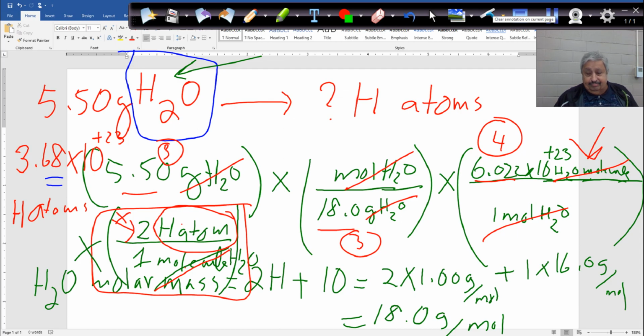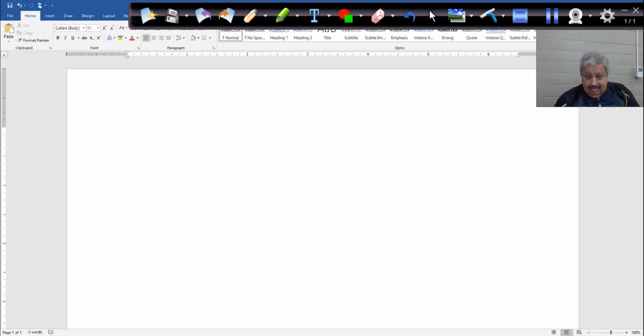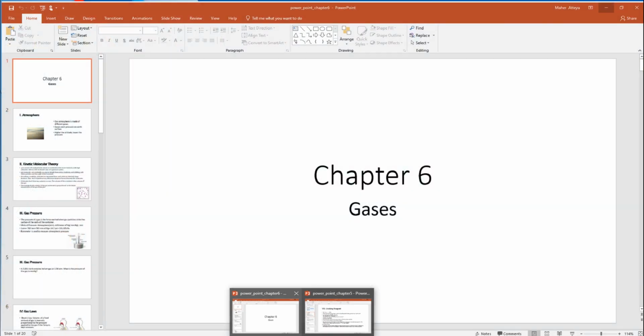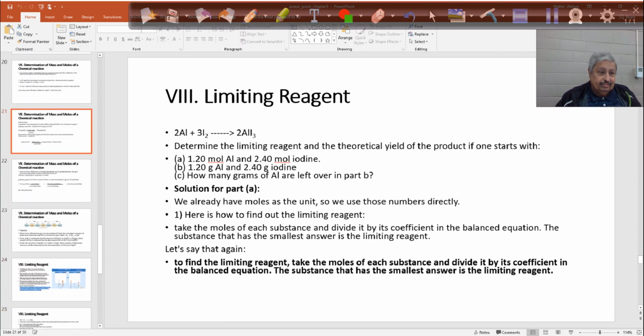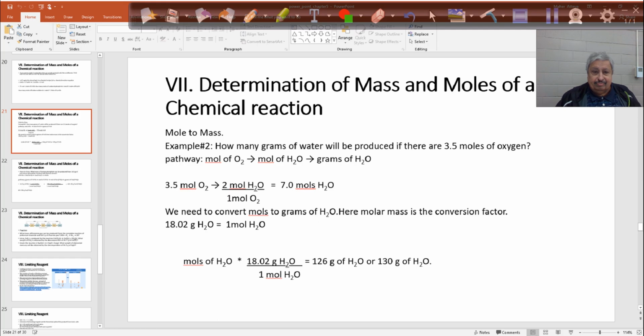Everybody has it? So next we will go for limiting reactant. Okay, we'll go into the chemical reaction. Can I take this one out? Okay, I'm taking this one out. We'll be looking at chapter 5, and we did all this here: determination of mass and mole in the chemical reaction.